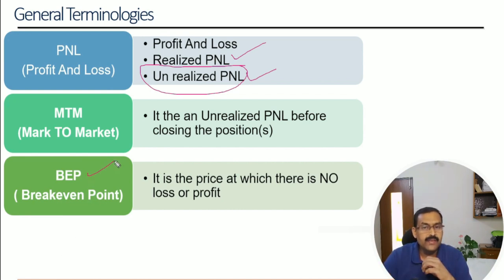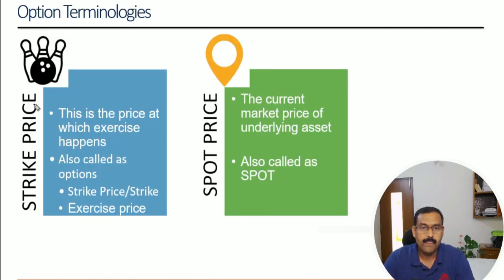Coming to BEP. BEP is nothing but the break-even point. It is the price at which a particular trade will become no profit, no loss. That is nothing but the break-even point. I would like to now introduce some of the terminologies specific to the options.